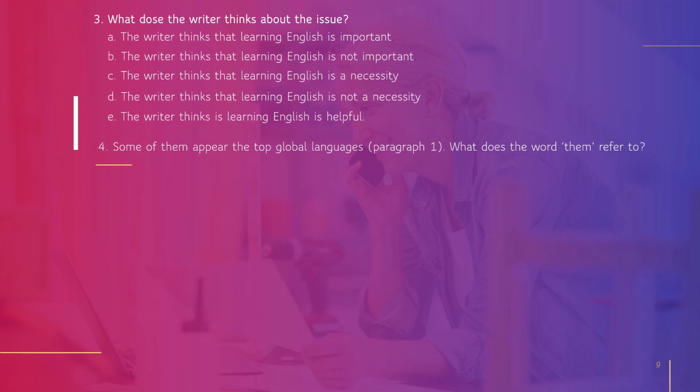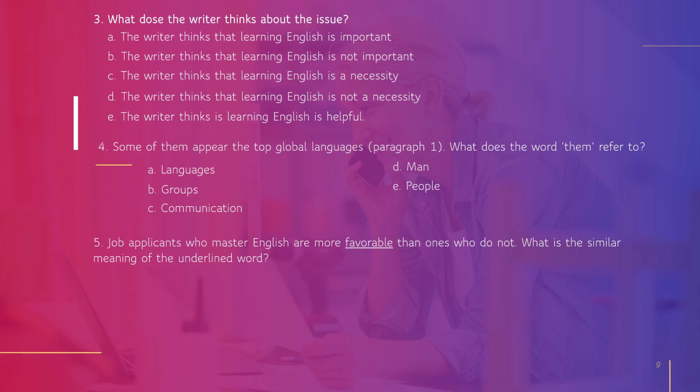Number 4. Some of them appear the top global languages. Paragraph 1. What does the word them refer to? A. Languages. B. Groups. C. Communication. D. Men. E. People.